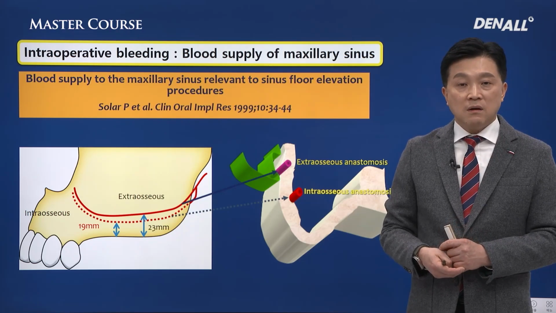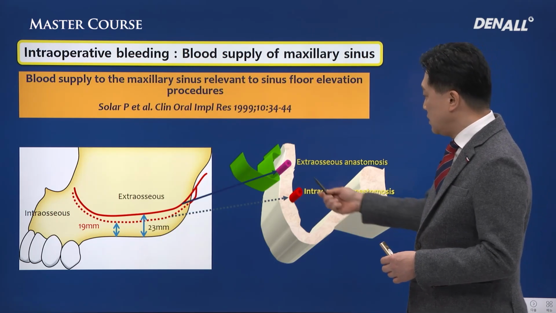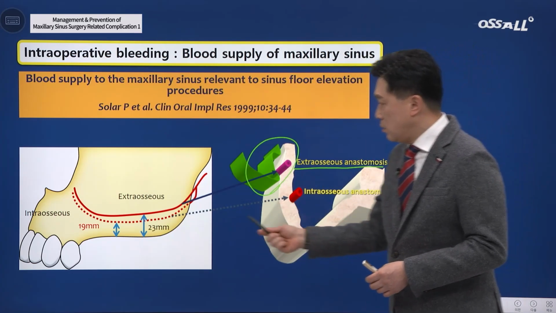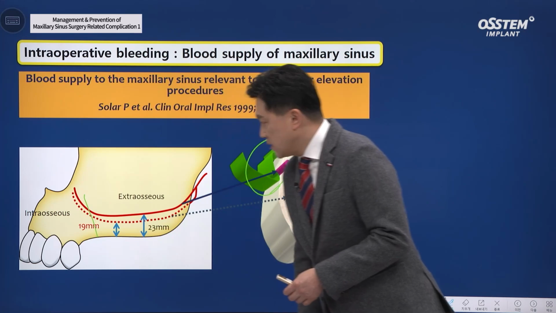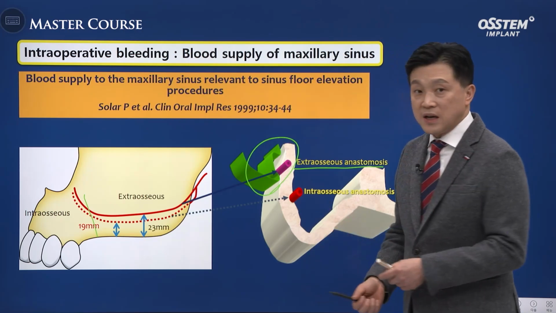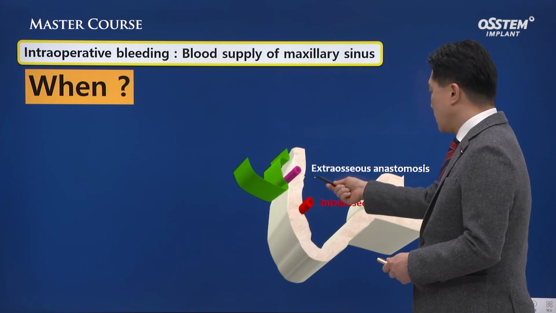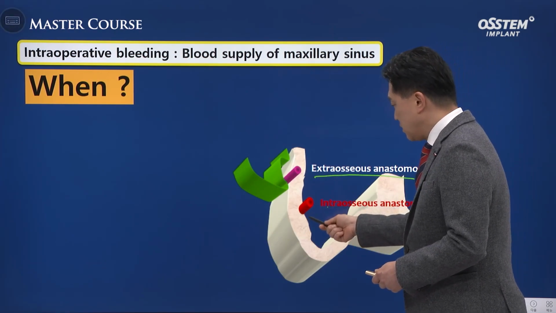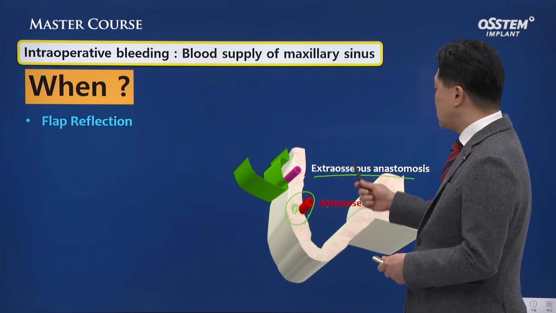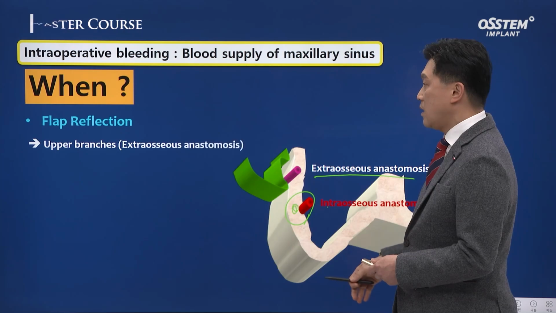The reason why we damage intraosseous anastomosis artery more than extraosseous anastomosis artery is because extraosseous anastomosis is included in the flap that is reflected. As shown, unless you make excessive vertical incision, it is not easy to damage extraosseous anastomosis artery. It is reflected as shown. In the case of intraosseous anastomosis artery, it can exist within sinus or in the form of canal within bone. As for extraosseous anastomosis artery, damages can occur upon a flap reflection. Upper branch can be damaged.